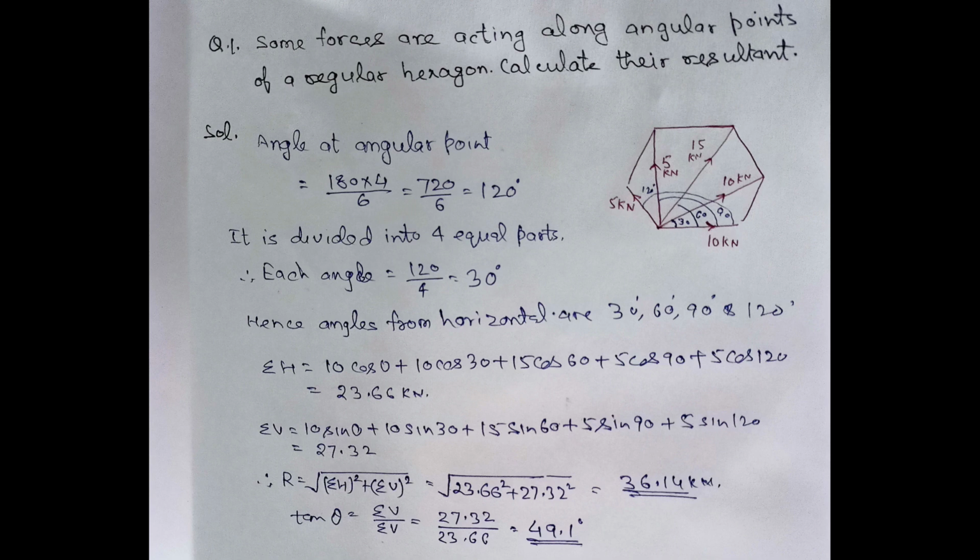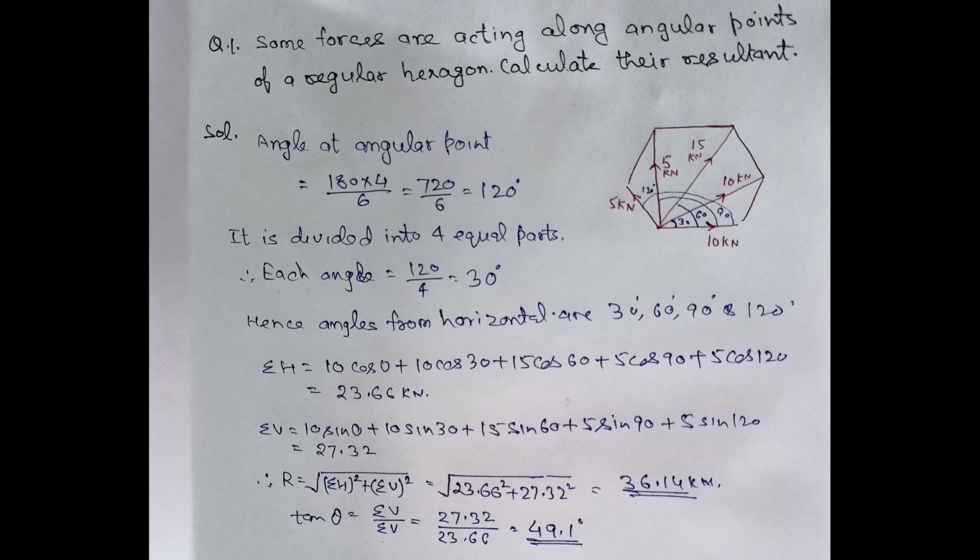Now in same way we will find out the sum of all vertical forces. When we take vertical forces, we will take the sine component. So 10 sine 0 plus 10 sine 30 plus 15 sine 60 plus 5 sine 90 plus 5 sine 120, that is 27.32 kilonewton. Now once we have calculated sigma h and sigma v, we can find out the resultant by using the formula R is equal to under root sigma h square plus sigma v square, which is equal to root 23.66 square plus 27.32 square, which is equal to 36.14 kilonewton.